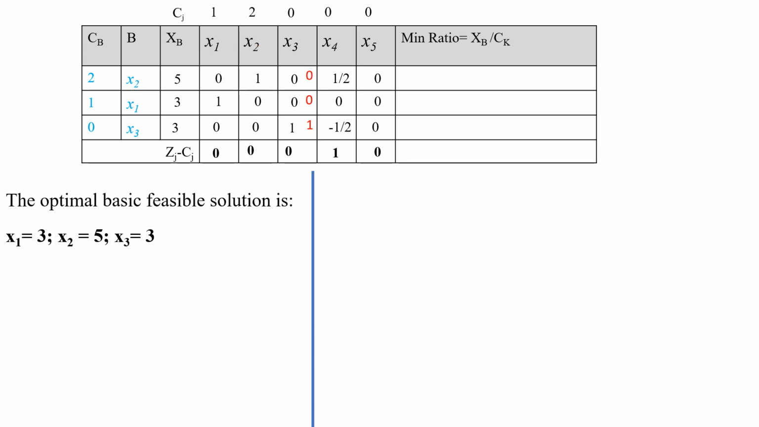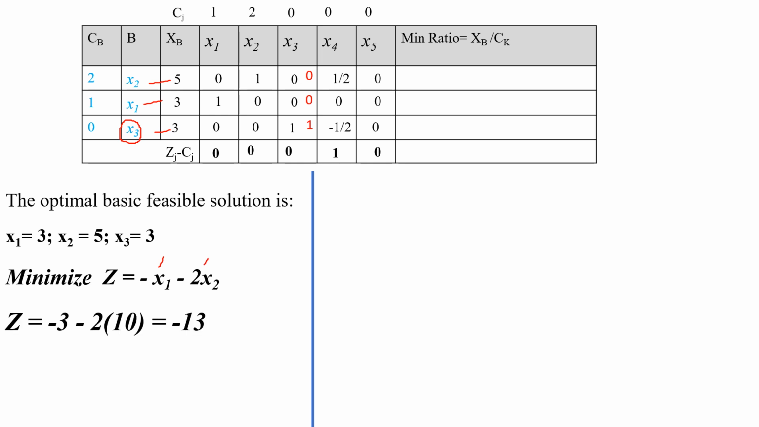Then the optimal basic feasible solution is x1 value is 3, x2 value is 5, and x3 also becomes a basic variable and its value is 3. Then substitute in the objective function, that is minimize z equal to minus x1 minus 2x2. Substituting the x1 and x2 values, we get z equal to minus 13.